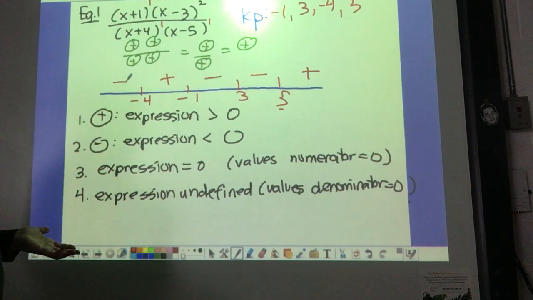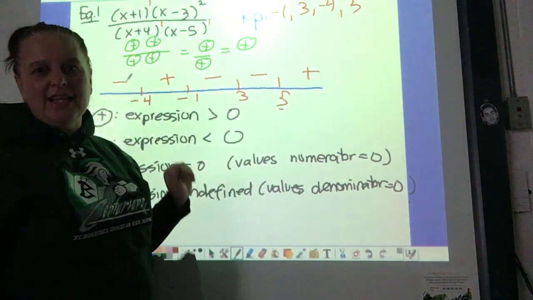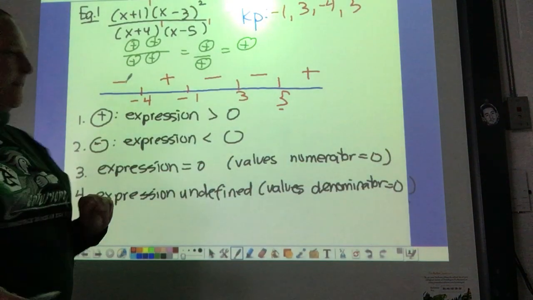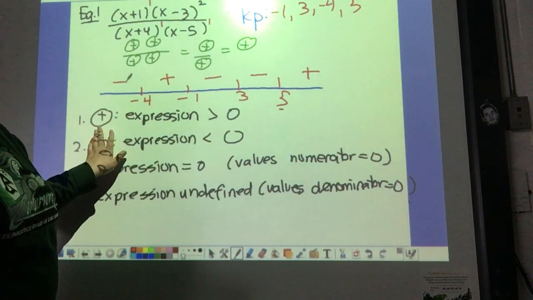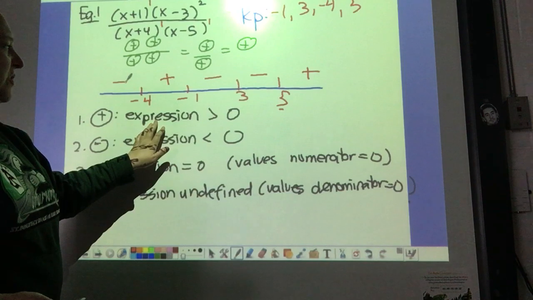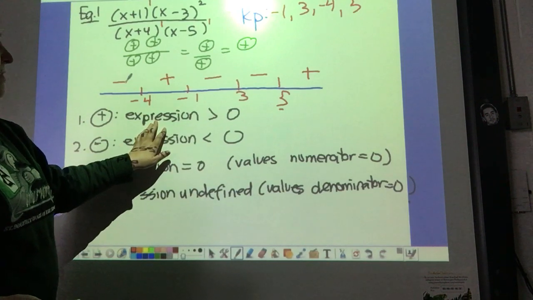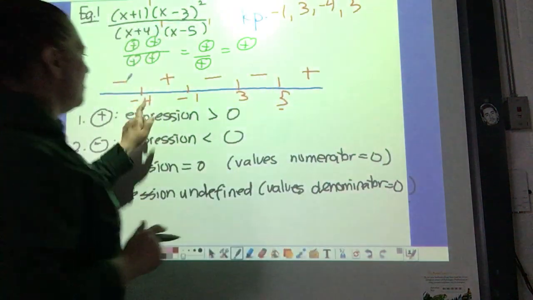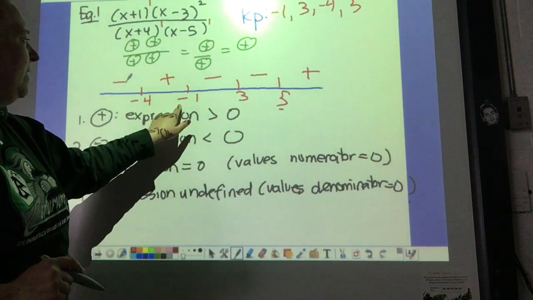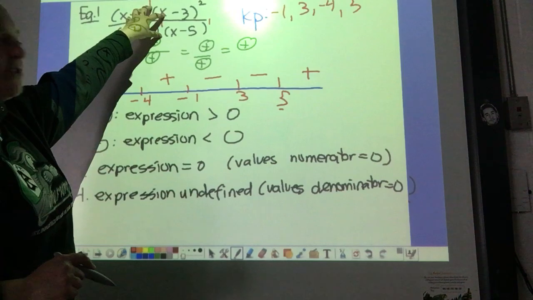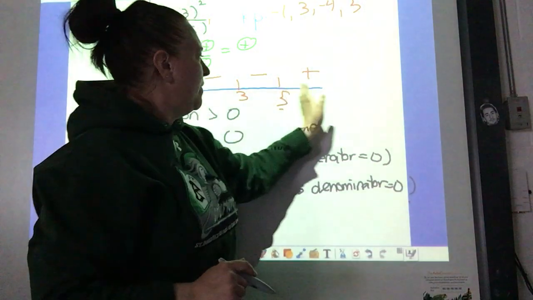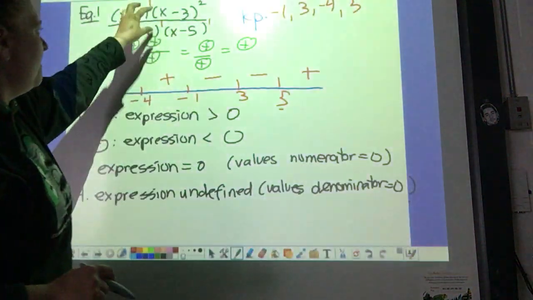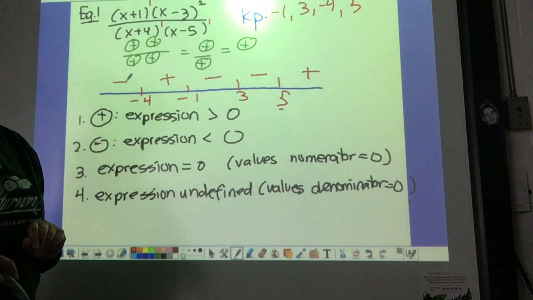So what does this mean? Because this is weird. We've never seen anything like this. What do all these plus minuses mean? Well, any region that's positive means that that's where the expression is going to be greater than 0. So the expression will be greater than 0 in this region and in this region. So test it out. Any number from -4 to -1, when you run it through, will make that expression positive. Any number between 5 and infinity, if you run it through, will make that expression positive.